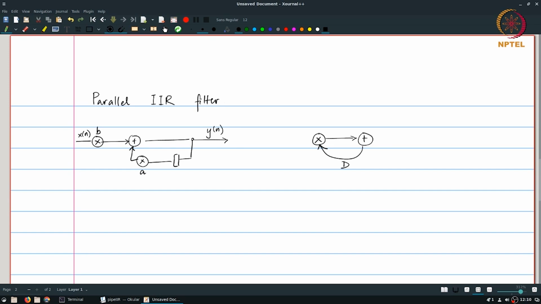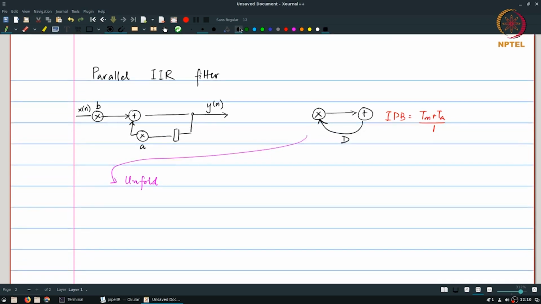This means that the iteration period bound over here is going to be given by Tm plus Ta divided by 1. The critical path is also given by that, and so on. Right? What happens if we tried implementing a parallel version of this? The way that we would do that would essentially be by saying, let's unfold this graph, a two parallel unfolding. The structure that we would end up with would look something like this.